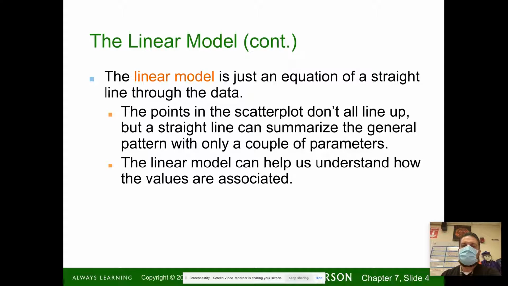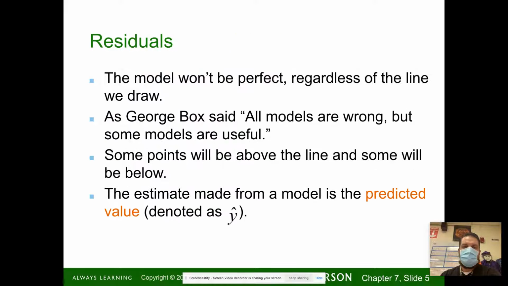The points in the scatter plot don't all line up, but the straight line can summarize the general pattern with only a couple of parameters. It'll be a y equals mx plus b thing. The linear model can help us understand how the values are associated. The model won't be perfect regardless of the line we draw. As George Box says, all models are wrong, but some models are useful.